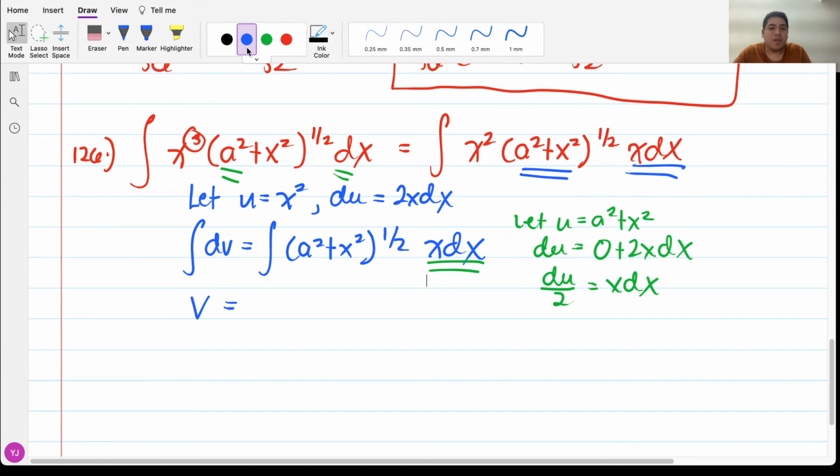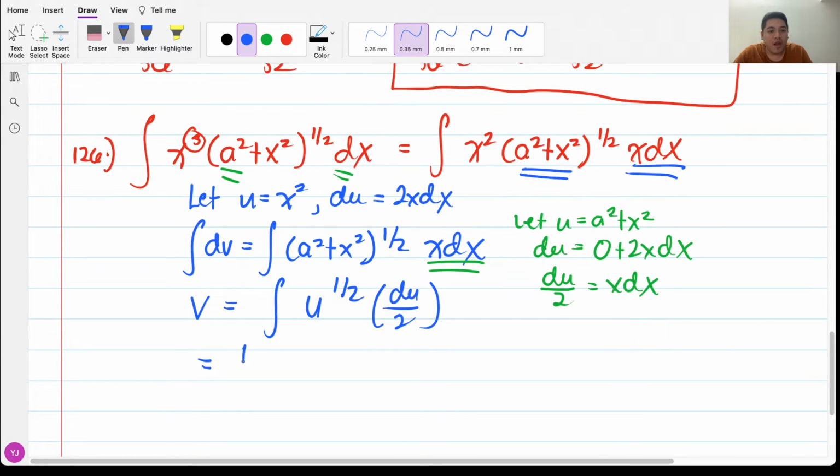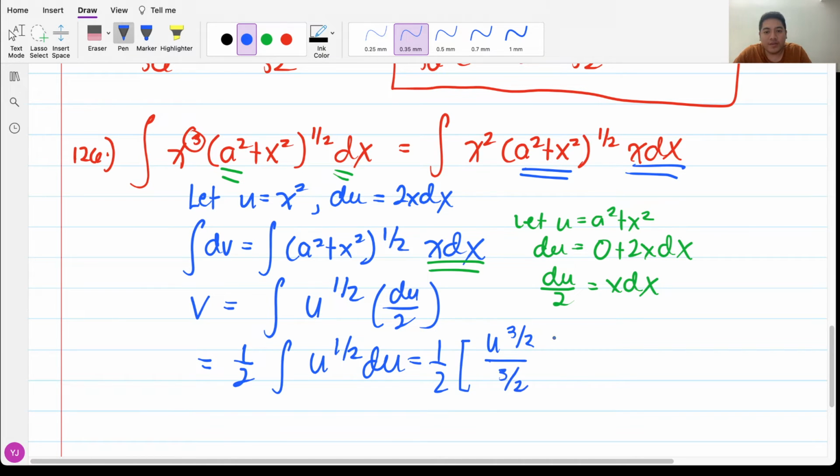So now finally we can use the u substitution. x dx will be du over 2. So now you have 1/2 integral of u^(1/2) du. That will be 1/2 times u^(3/2) over 3/2. Plus c, or even if we don't write the plus c for now because we are just solving for the v, it's okay.